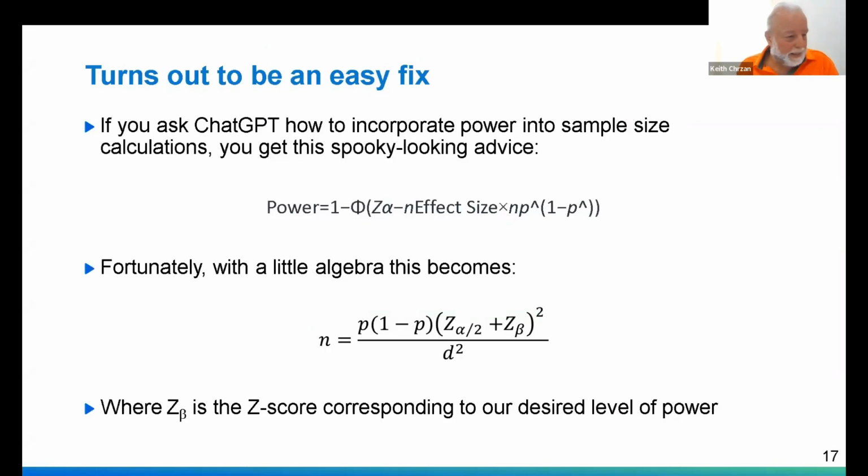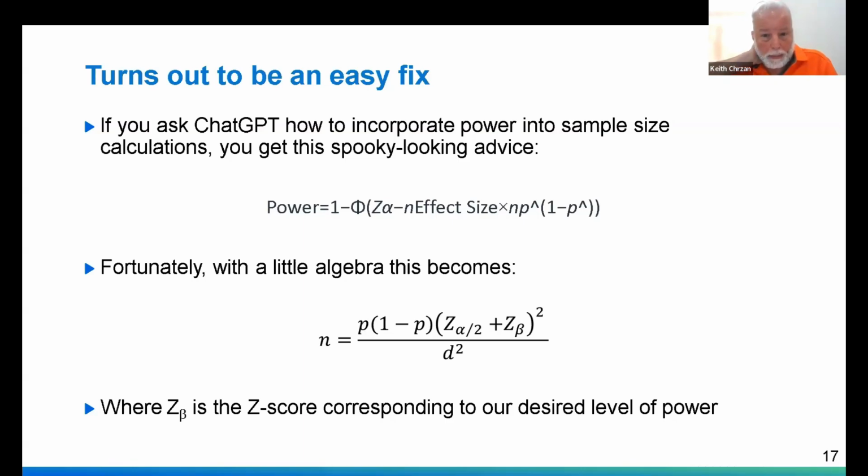Turns out it's a pretty easy thing to fix. If you didn't have Sam Katchigan's textbook, you could just ask ChatGPT how to incorporate sample size into your power calculations, and it would give you that first formula there. That looks a lot different than anything we've ever talked about. But if you go through and do some substitutions and do a little bit of algebra, it turns out that you get the formula down at the bottom there. Again, we're computing sample size as a function of p and 1 minus p, and how accurate we want to be, that little d down there.